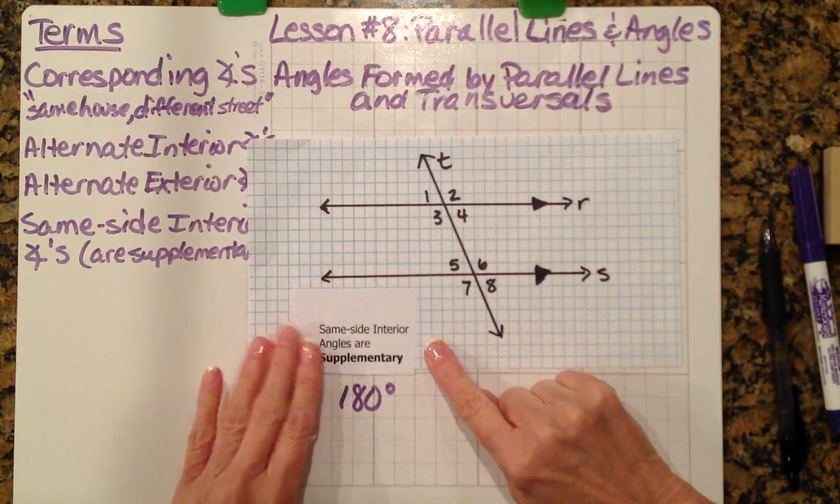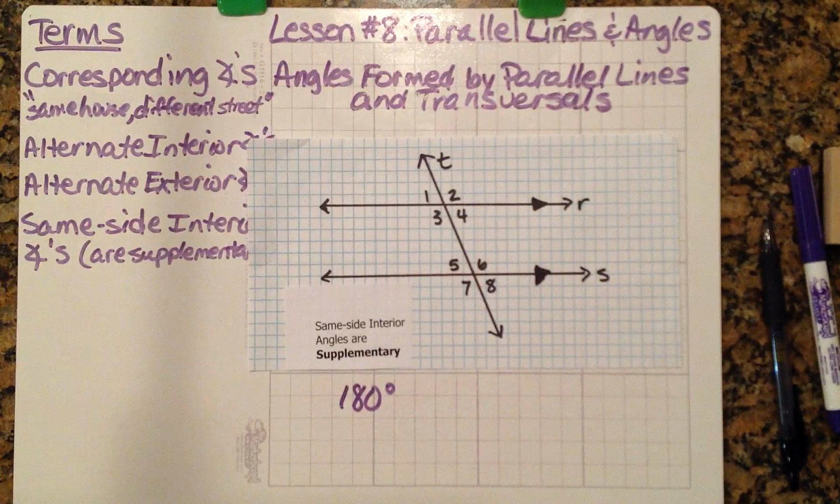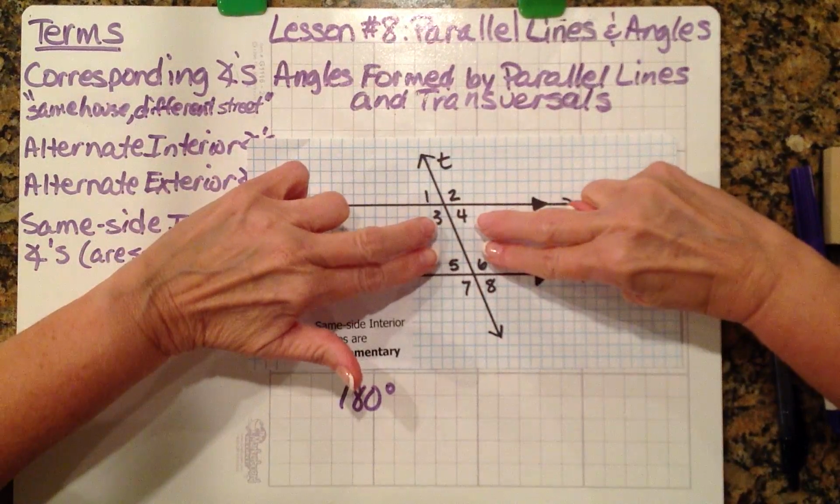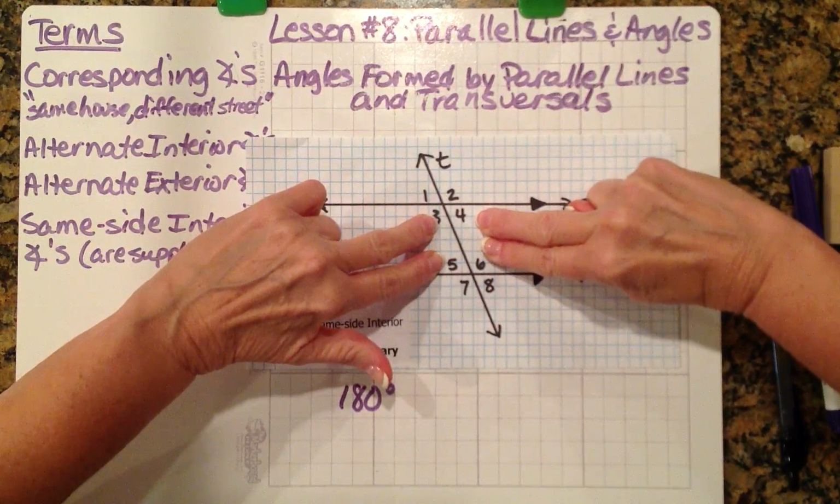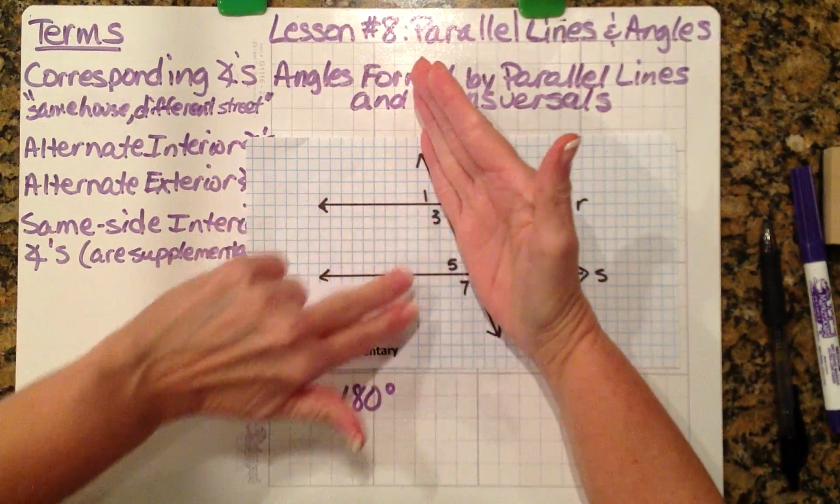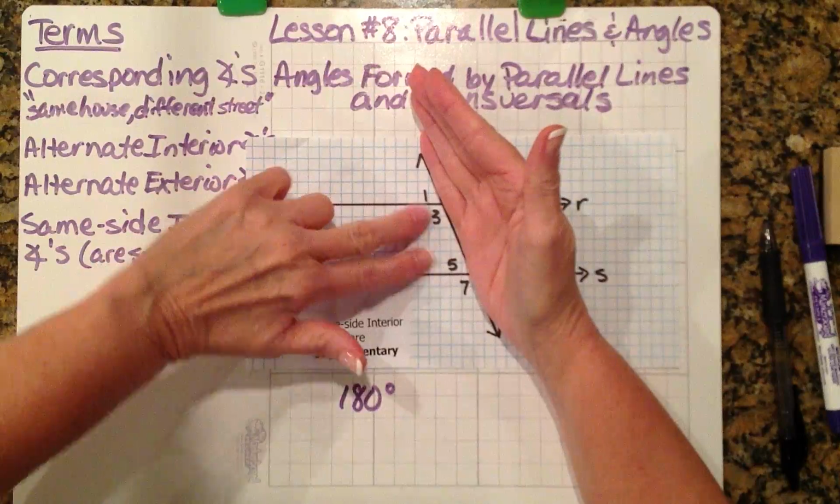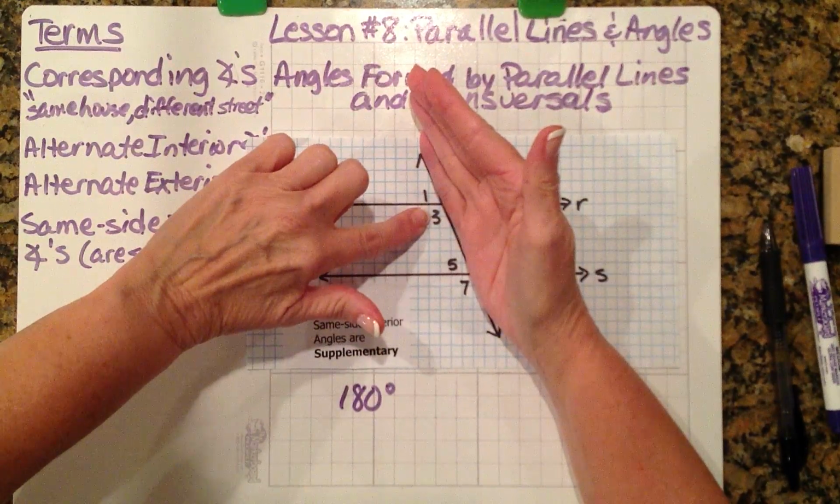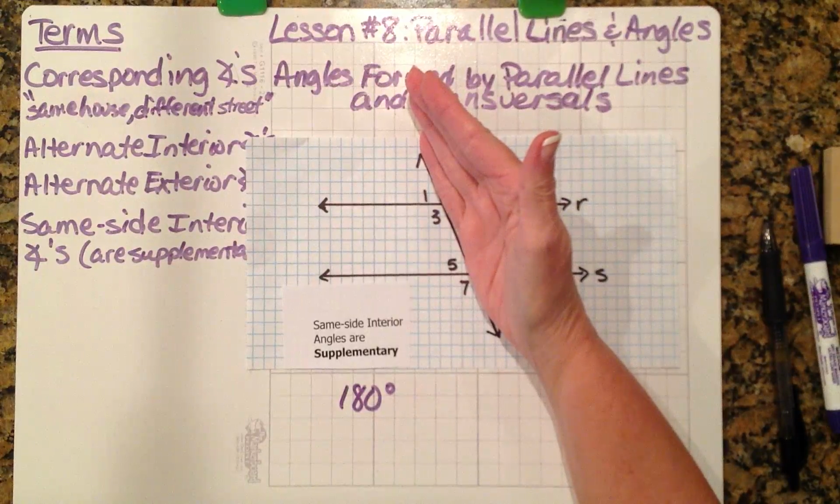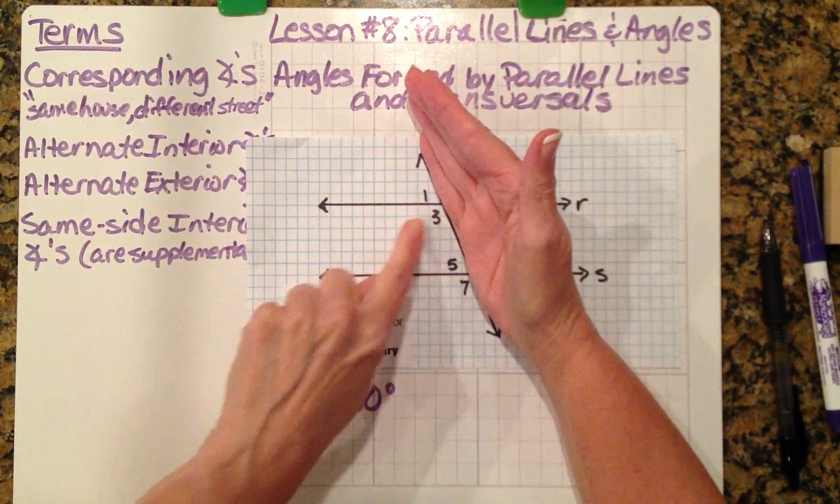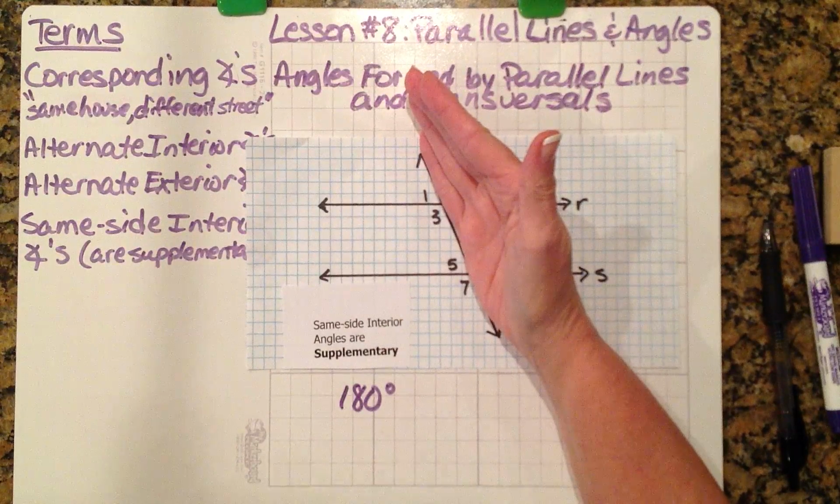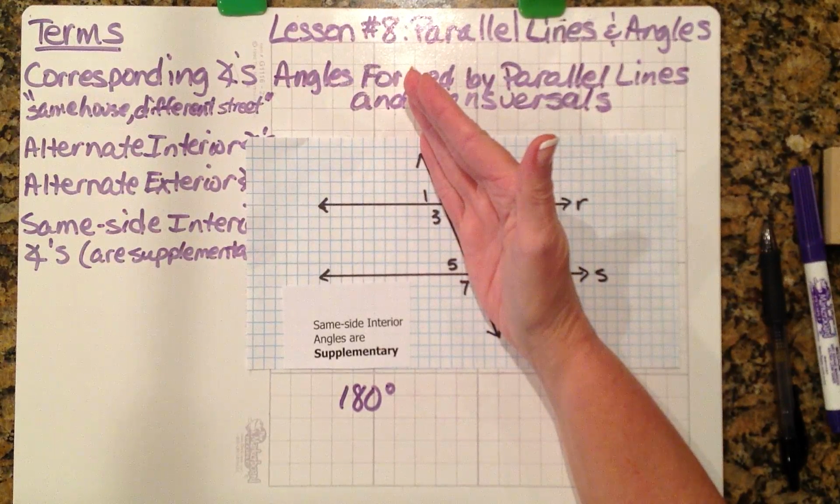So let's look on the same side. We're looking on, that means the same side of the transversal in the interior of our neighborhood. Okay, remember we said earlier that these were the interior of our neighborhood? And I'm looking on the same side of the transversal. So where am I looking if I'm on the interior and the same side? I'm looking at angle 3 and angle 5. And they are supplementary to each other, meaning this angle plus that angle add up to 180. They're not congruent, they add up to 180.